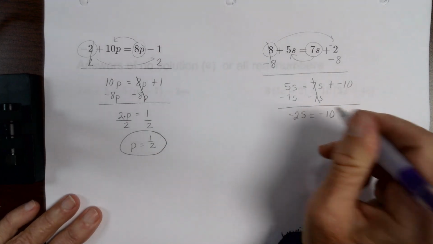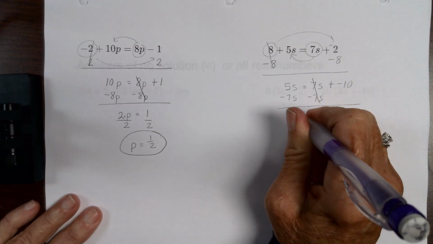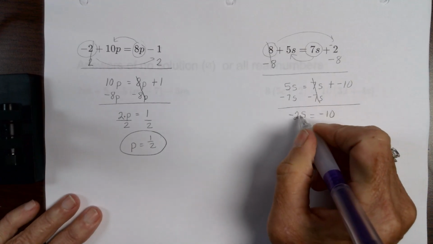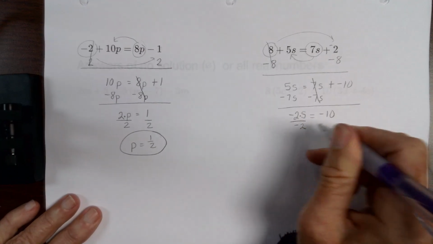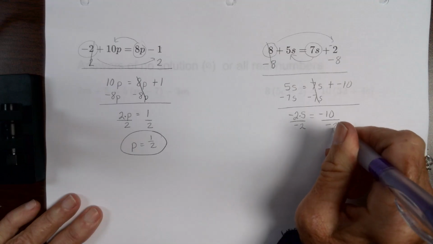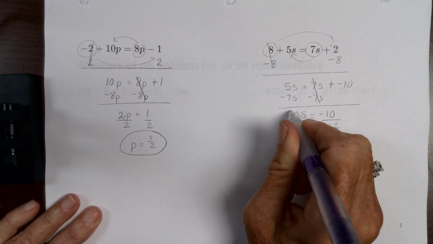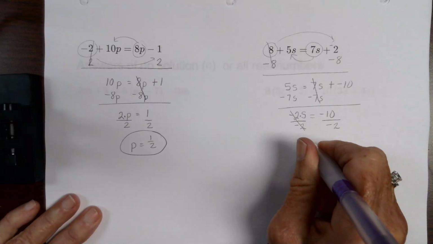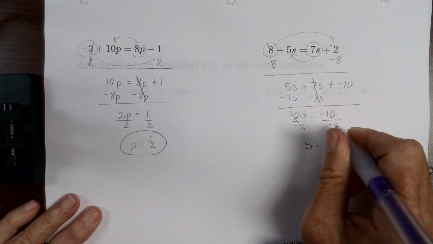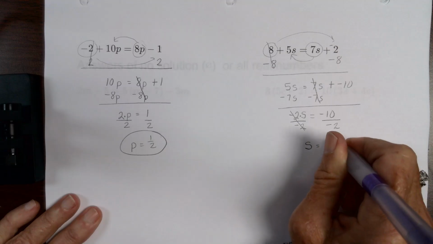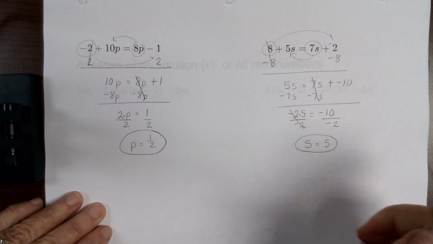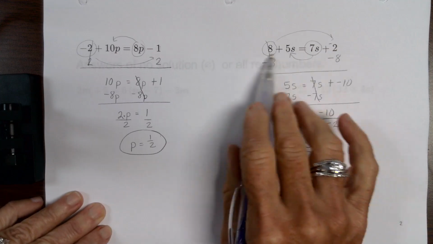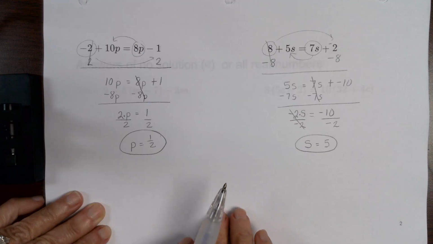I still don't have the s by itself, so I need to get rid of that negative 2. What I have multiplied by the s, I now need to divide to get rid of it. Remember, the opposite of multiplication is division. That gives me a 1, so I don't need to deal with it anymore, and this gives me a positive 5. So s has a value of 5. That is the value that when I put it back up in that equation, it should work.